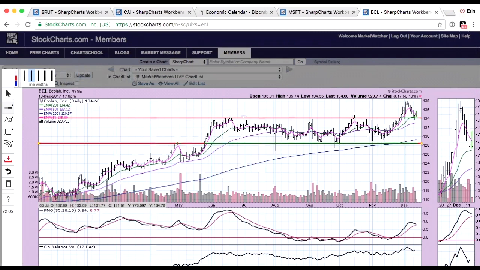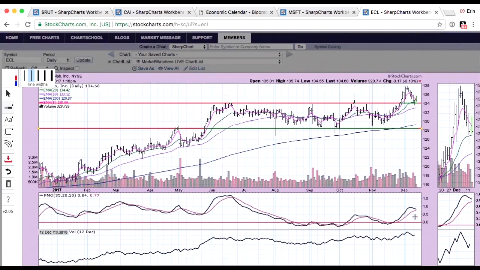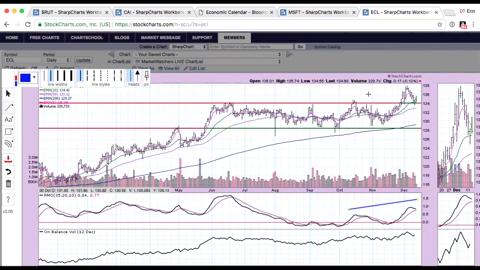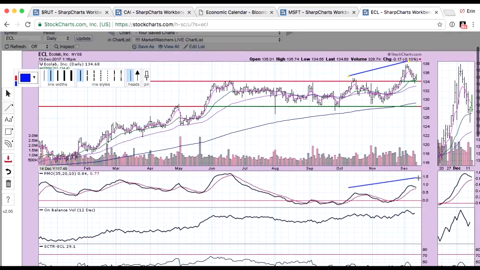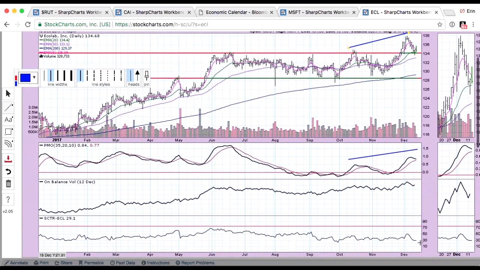Look at this trading zone. We finally broke out of it, and now we're starting to pull back after making these highs. The PMO is a little bit worrisome, because we have this top and it is declining. However, I do like the fact that we're seeing those tops rising in conjunction with the tops that are rising here. So I think that gives you a bit more of a positive skew on this.